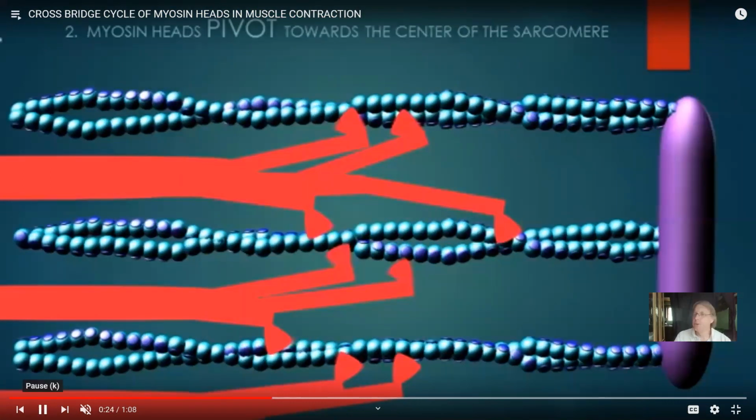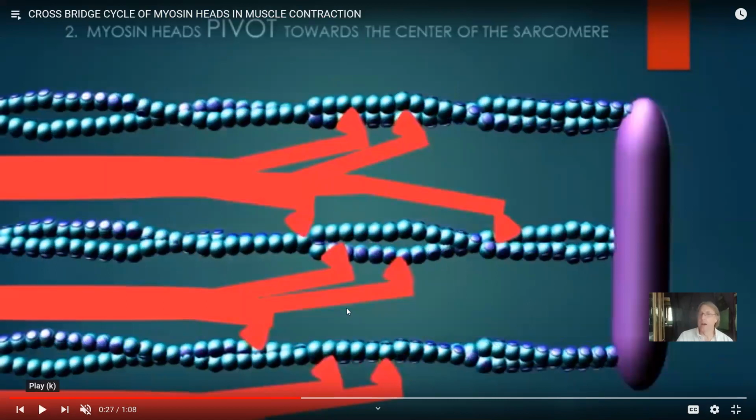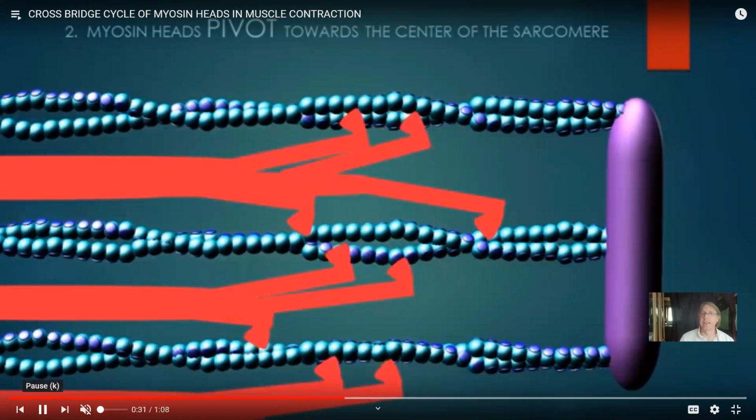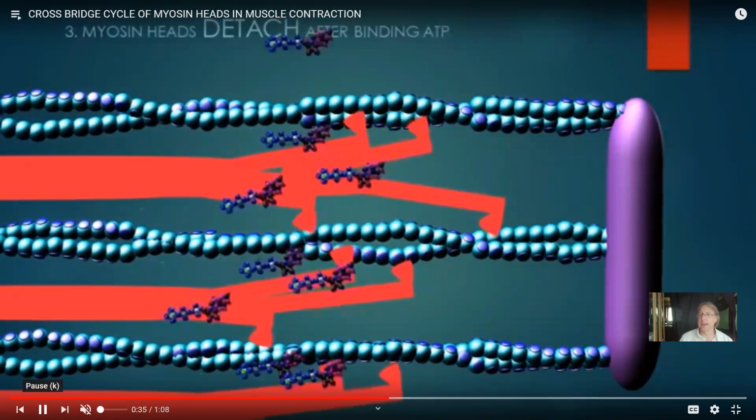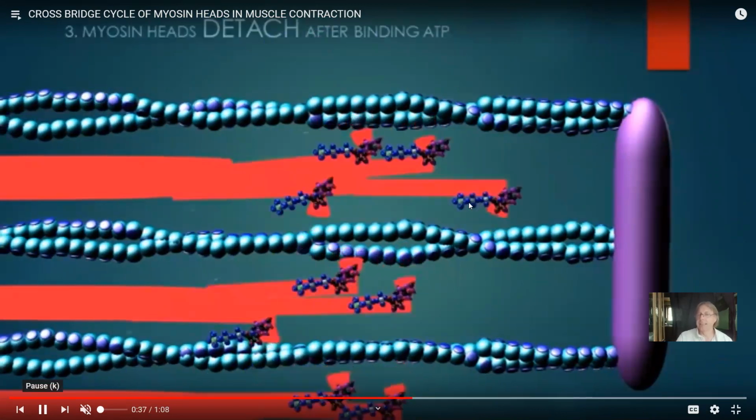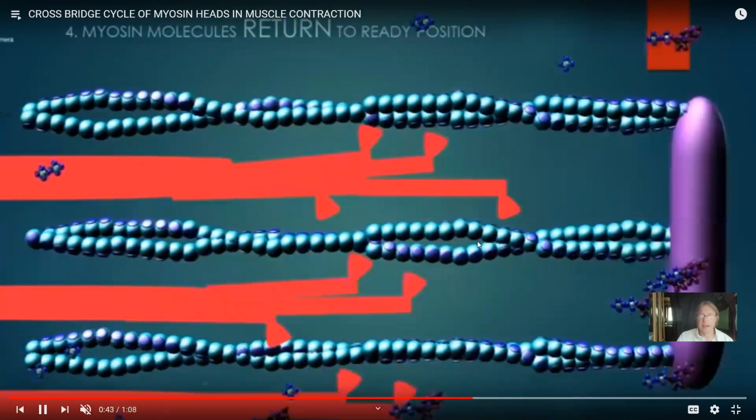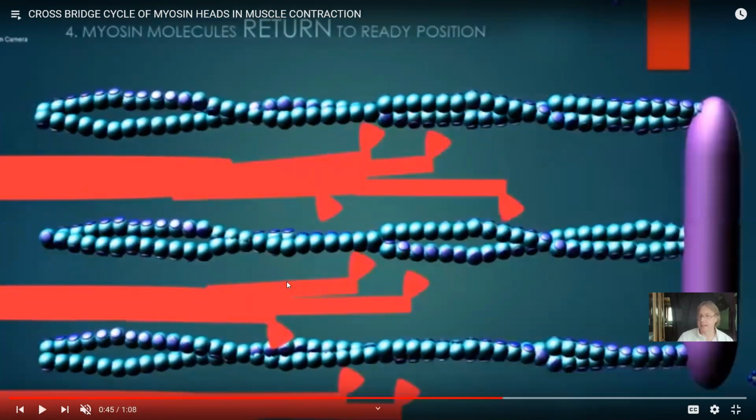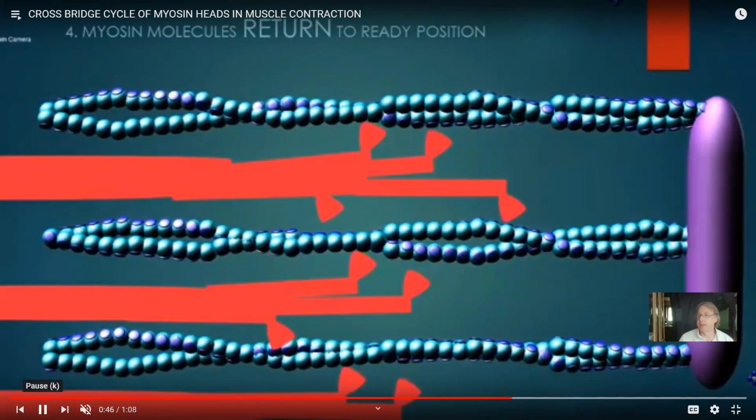And since they want to then do this again, they need to detach from these active sites. But to do so, they need to bind ATP. So we need to generate a lot of ATP in muscles so that these myosin heads can detach from actin and then return to the ready position. So they bind ATP. And if you remember, ATP has a high energy bond where that last phosphate is storing energy. So when we break that last bond, the energy which was stored there can allow the myosin heads to go back to that cocked and ready position. So they return to the ready position.